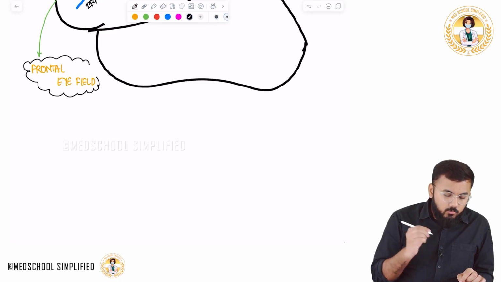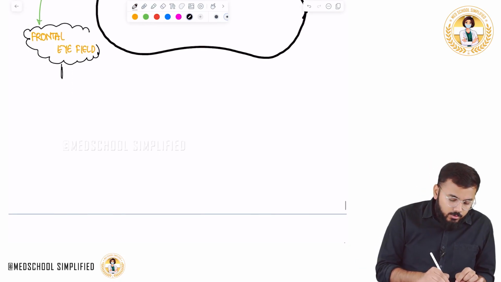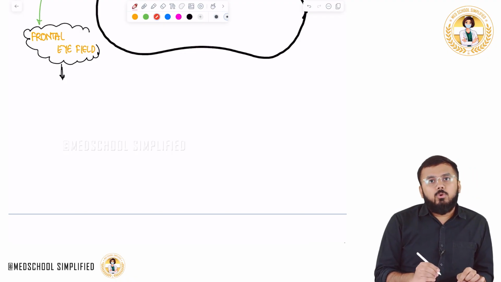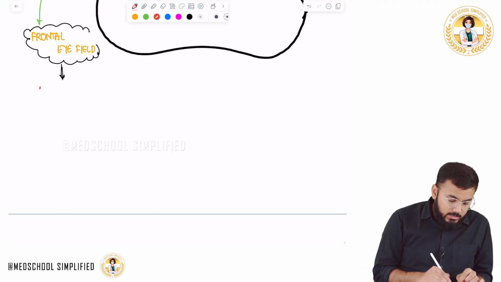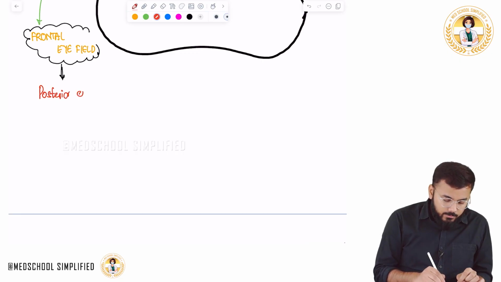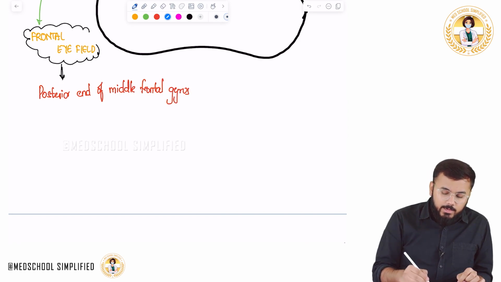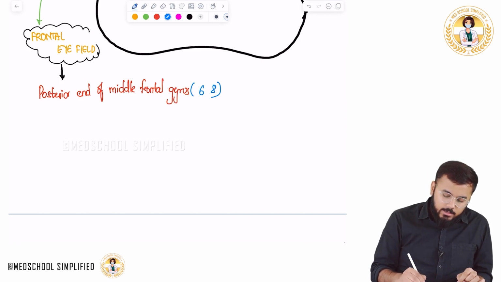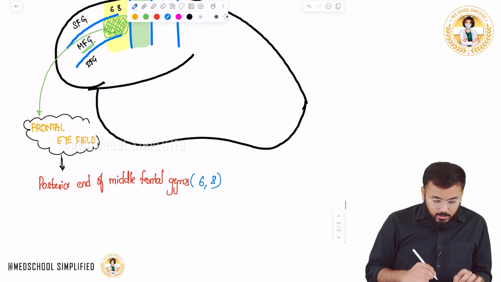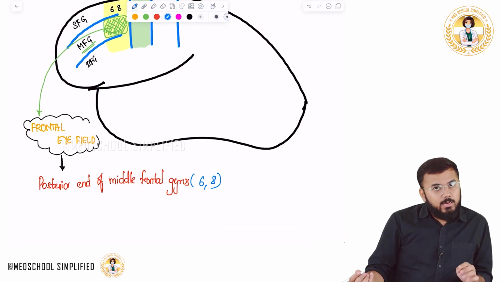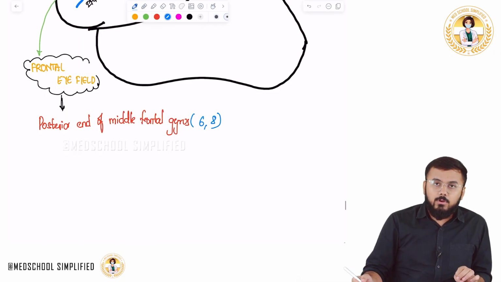So if I ask you what is frontal eye field, you have to tell where your frontal eye field is located. If there is an MCQ, you have to answer it as it is located in the posterior end of middle frontal gyrus. Still, what is the name of the area? Area 6, area 8. Okay. Even if I tell posterior end of superior frontal gyrus, 6 and 8. Posterior end of inferior frontal gyrus, 6 and 8.